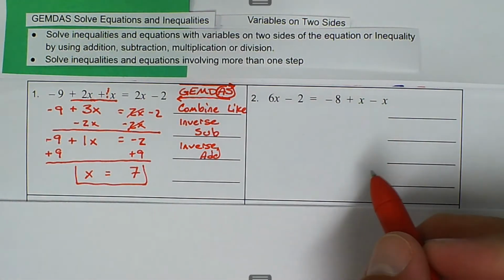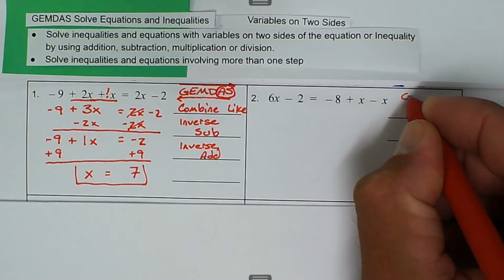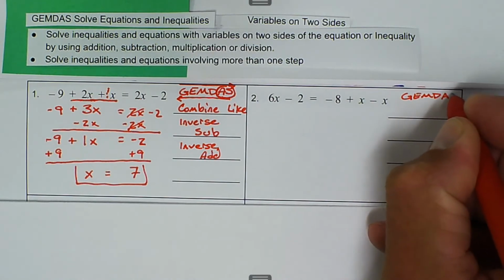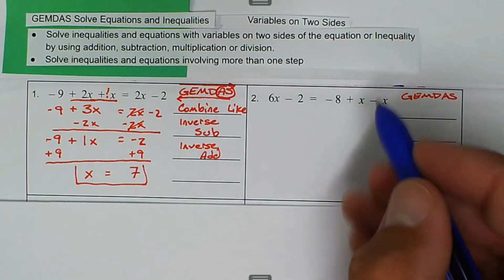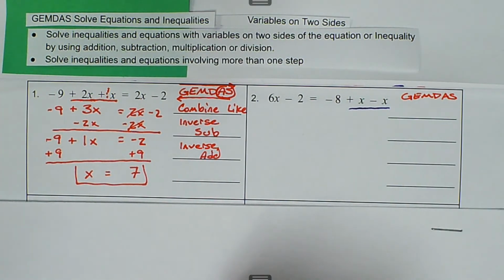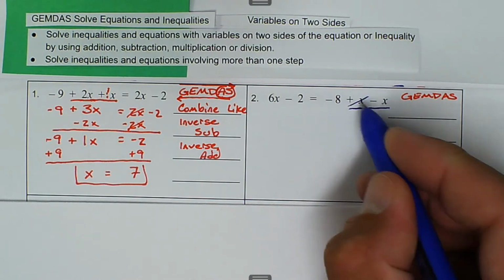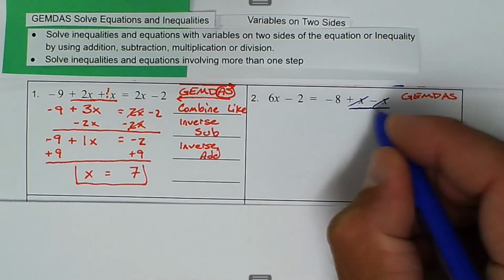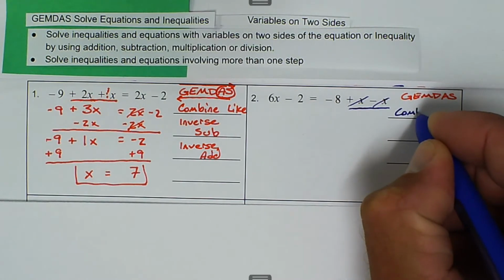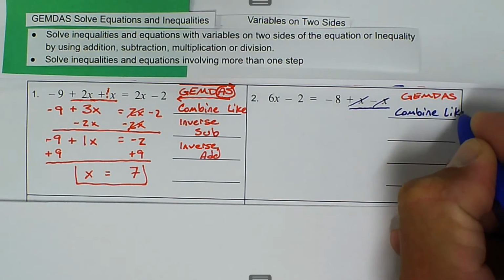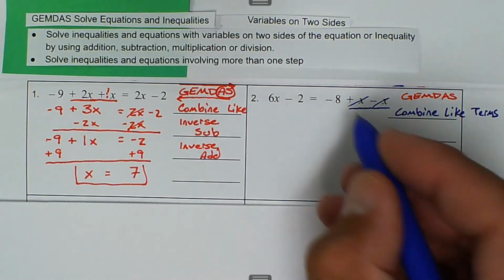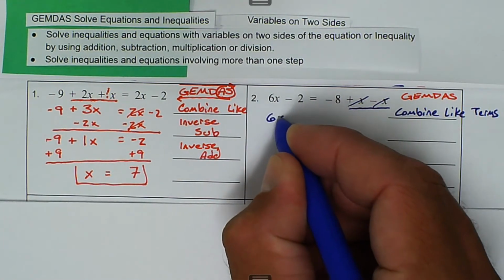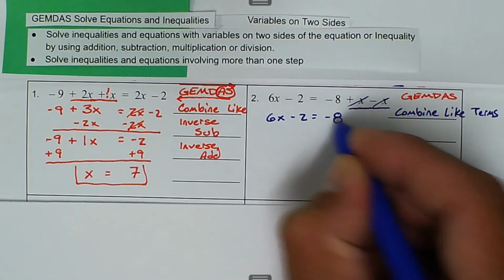Next one we can look at is number 2, and we're going to use GEMDAS again. The first thing we want to do is look for anything that we can simplify. And really nicely over here on the right side, we have an x and a minus x. So 1x minus x, these actually cancel each other out. The way that we're able to do that is we were able to combine like terms. That was the same thing that we did for the first one. Then we can write down what we have. So we have 6x minus 2 is equal to negative 8.